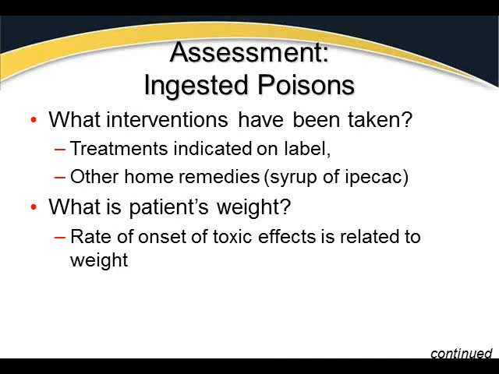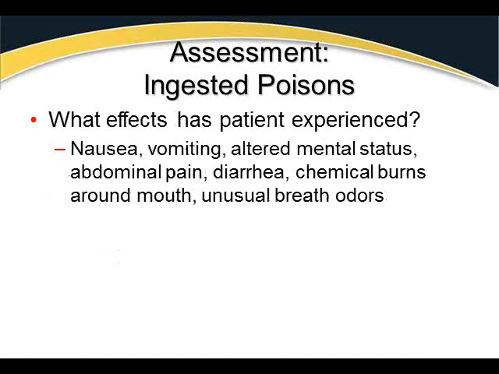What is the patient's weight? The rate of onset of toxic effects is often related to the weight. What one person, a full-size 220-pound, 6-foot adult might take, and a 25-pound, 18-month-old, that's going to have very, very different effects on that person. It doesn't have to be perfect, but an estimate is good.